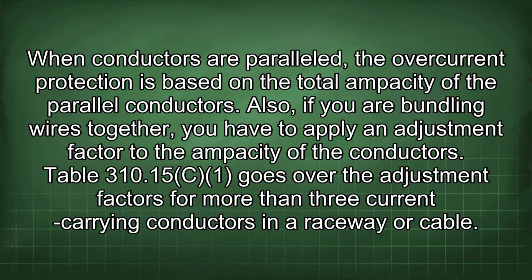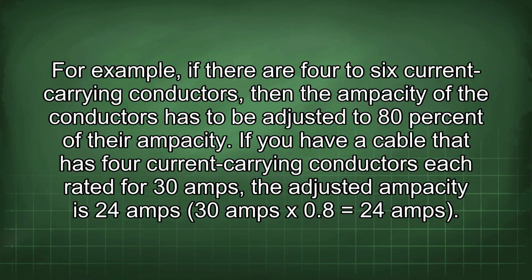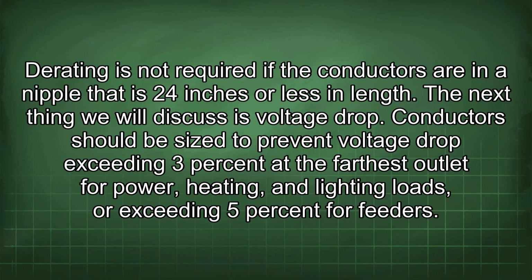Table 310.15 goes over the adjustment factors for more than 3 current carrying conductors in a raceway or cable. For example, if there are 4 to 6 current carrying conductors, then the ampacity of the conductors has to be adjusted to 80% of their ampacity. If you have a cable that has 4 current carrying conductors each rated for 30 amps, the adjusted ampacity is 24 amps. 30 amps x 0.8 equals 24 amps. Derating is not required if the conductors are in a nipple that is 24 inches or less in length.